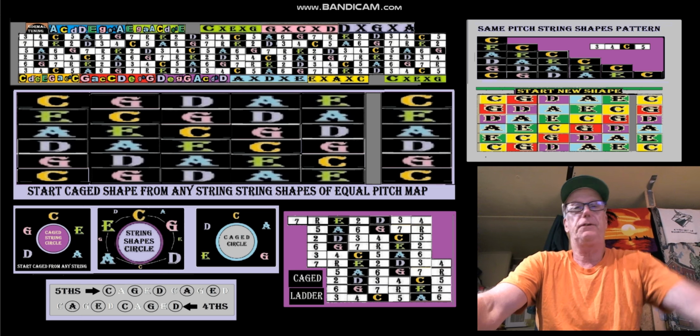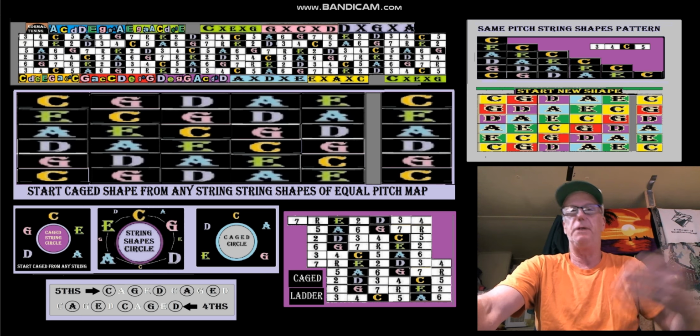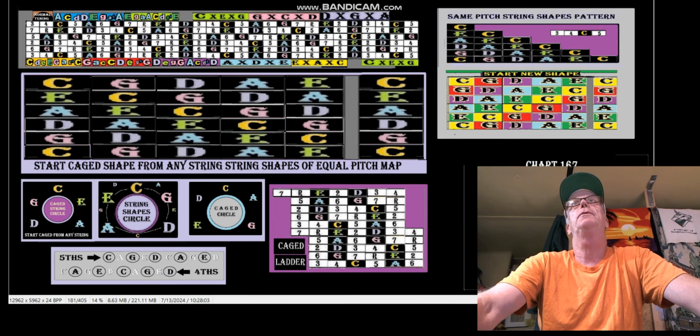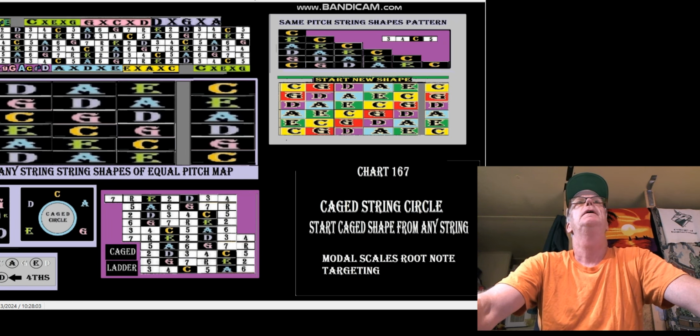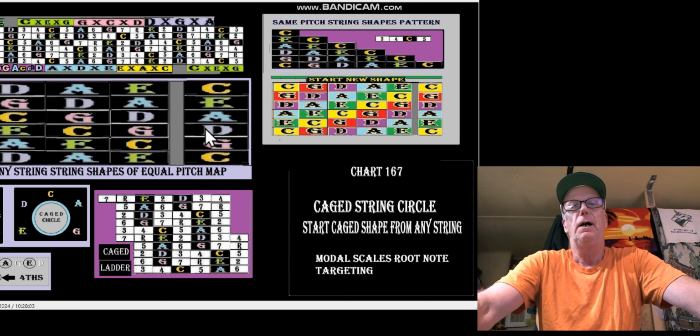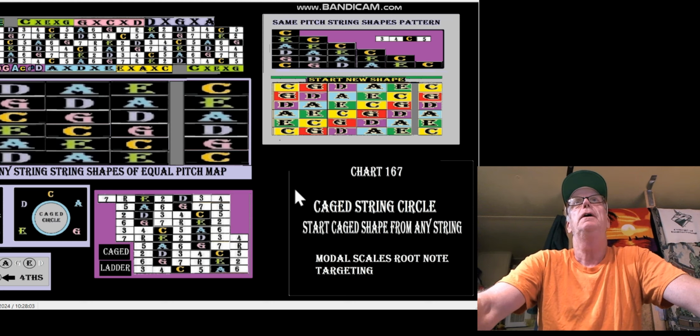This is a kind of spin-off of yesterday's chart, where we got into a number of topics. Now we're focusing on one, and I'm sure we're going to touch on all of the topics that we need to be touching on. So chart 167: cage string circle, start cage from any shape.